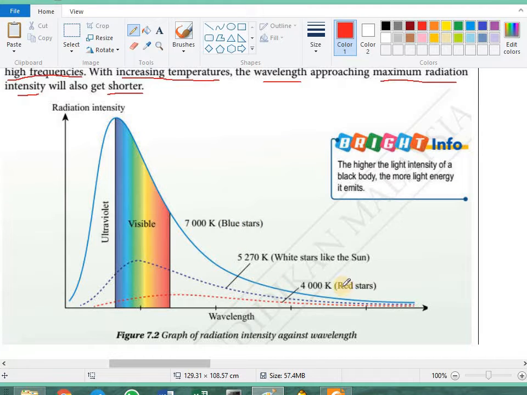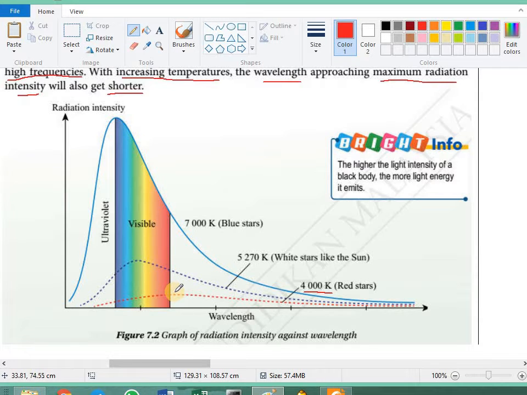So we look at this one, the red star. This red star has the lowest temperature, 4,000 Kelvin. This red star that is of a lower temperature, the majority of the energy goes to particles that oscillate at a lower frequency. Okay, oscillate at lower frequency.